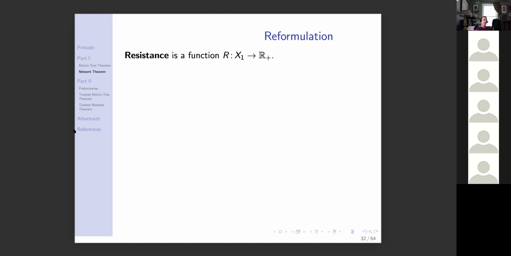Okay, so now resistance in this situation, when we try to abstract it into graph theory, is just a function on the set of edges. Any positive valued function on the set of edges is resistance. So each wire could have a different resistance. And now here's how to formulate the network problem mathematically.